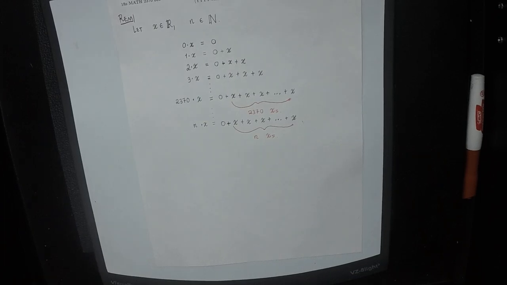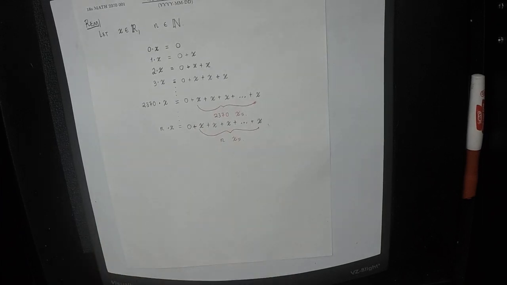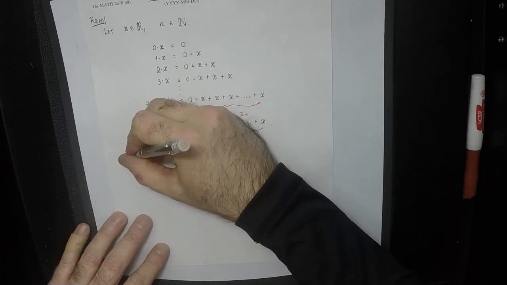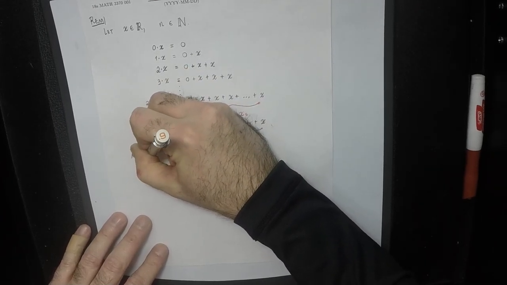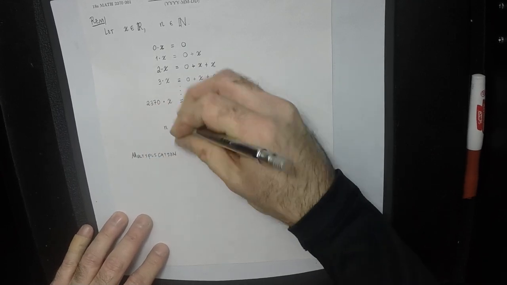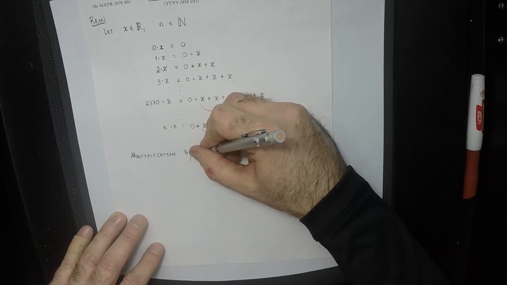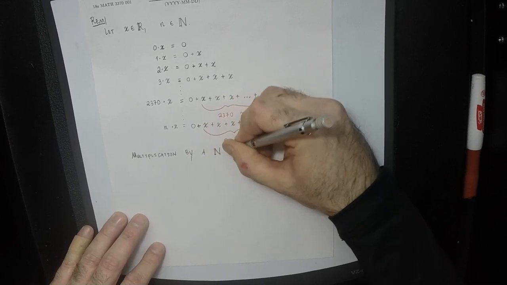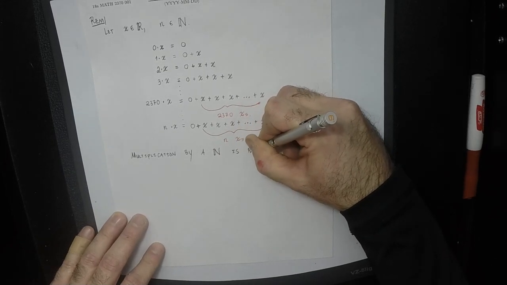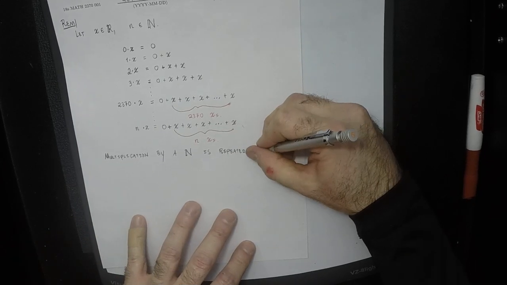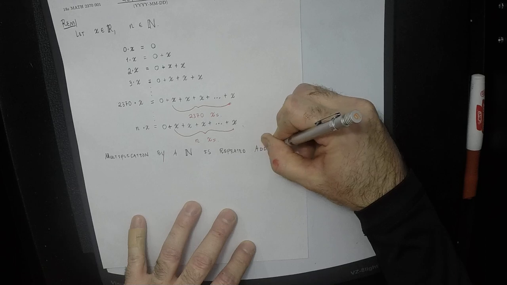So really, there was an implied 0: when we were doing 3x, it means take a 0 and take 3 copies of x and add them all up. So 0x means take a 0 and take 0 copies of x and add all of those items up. Okay? Good. So what I want you to take away from this is that multiplication by a natural is repeated addition.